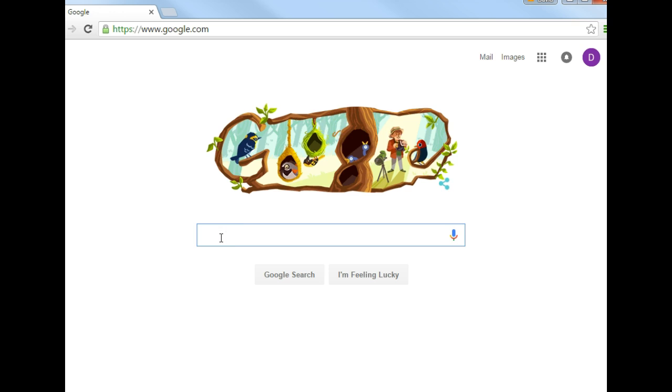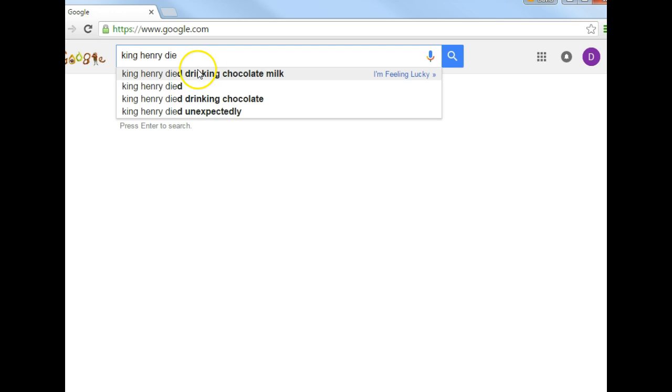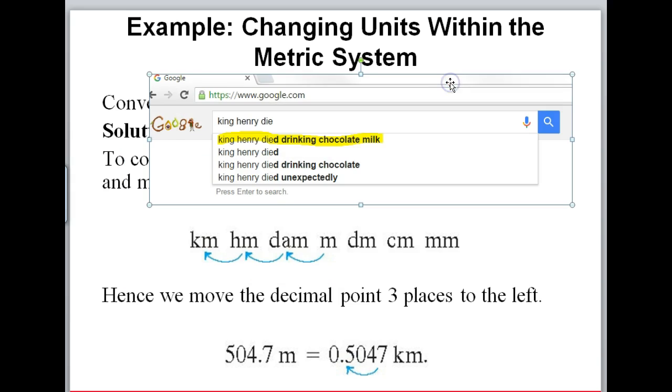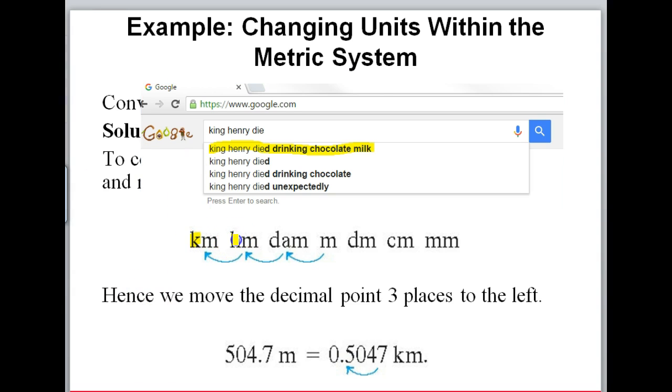If you go to a Google search box and start typing "King Henry," this phrase comes up: King Henry died drinking chocolate milk. That phrase is a little mnemonic used to help you remember this order. So King Henry died, and then you skip over drinking chocolate milk. It just helps you remember the prefixes. Instead of what Google says, I actually say "by," like how he died. So King Henry died by drinking chocolate milk, and that "by" stands for the base unit. So that you have an abbreviation for everything, and you have everything included.